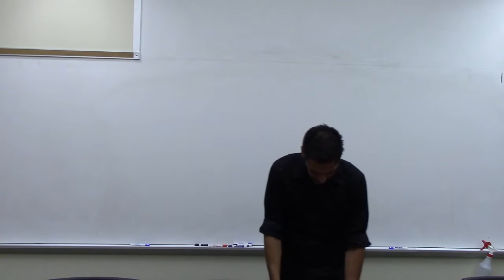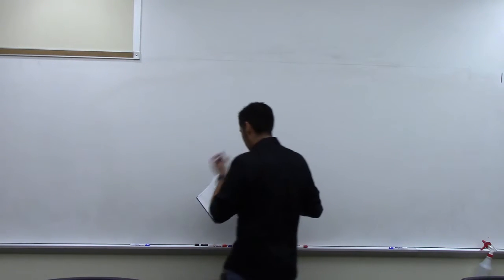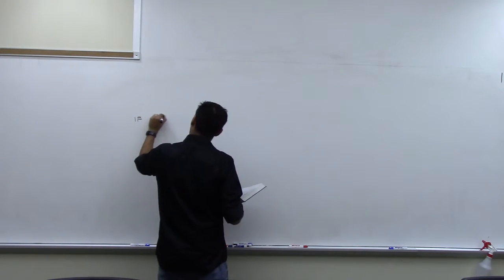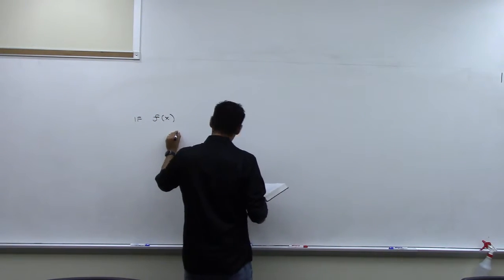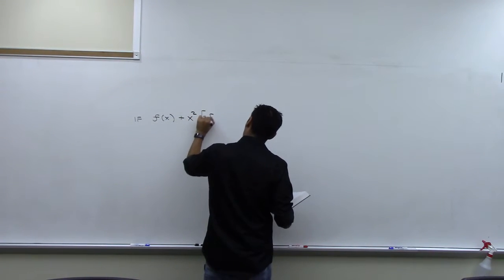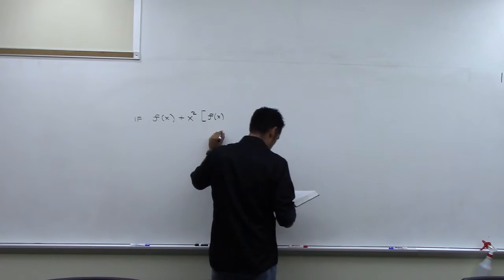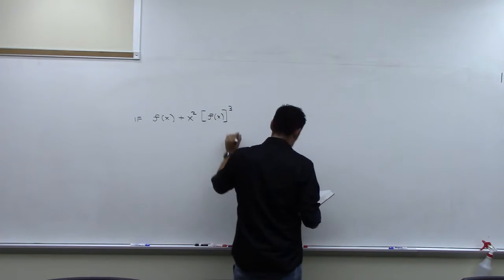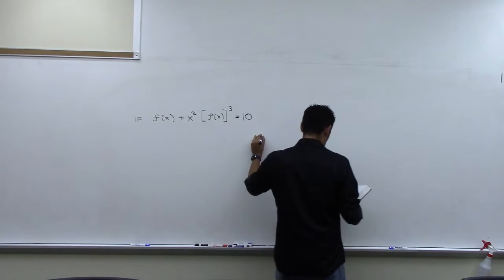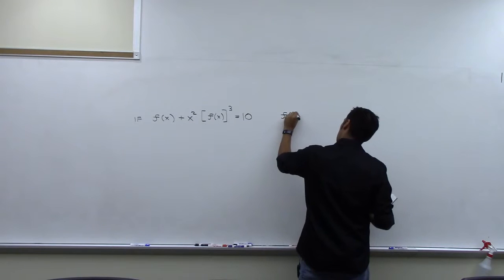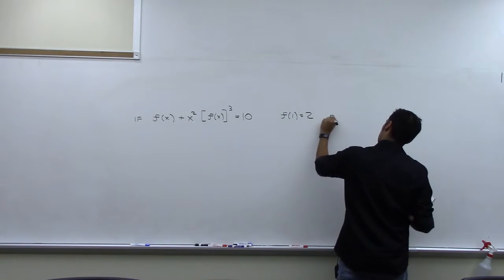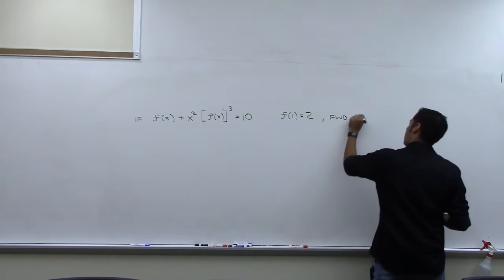17. All right, for 17, they say if f of x plus x squared times f of x cubed equals 10 and f of 1 equals 2, find f prime of 1.